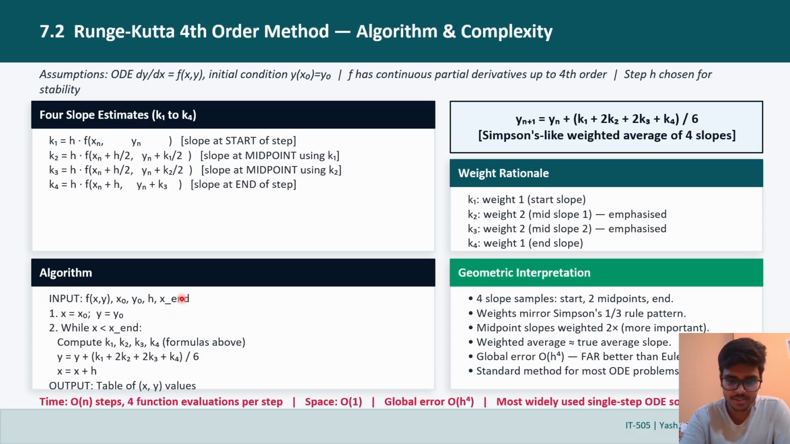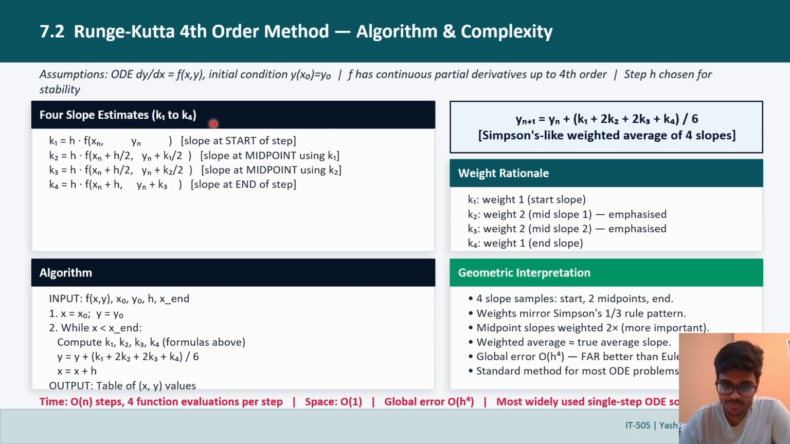Runge-Kutta fourth order method. Assumptions: same ODE structure, dy over dx equals f of x comma y, with initial condition y of x naught equals y naught. F has continuous partial derivatives up to fourth order. The step size h is chosen for stability. This method takes 4 slope measurements per step. K1 equals h times f of xn comma yn, the slope at start. K2 equals h times f of xn plus h over 2, yn plus k1 over 2. The slope at midpoint using k1 to estimate the midpoint y.